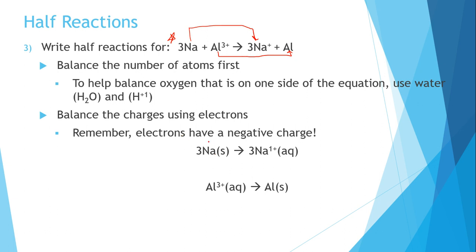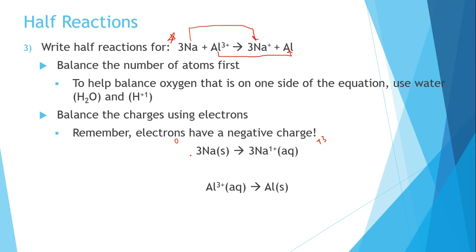So notice over here, I have no charge on the left-hand side. However, on the right-hand side, I do have a charge. So over here, I have 3 times a plus 1. So I actually have a plus 3 charge on the right and no charge on the left. And we have to make sure these are equal. We do this by using electrons.